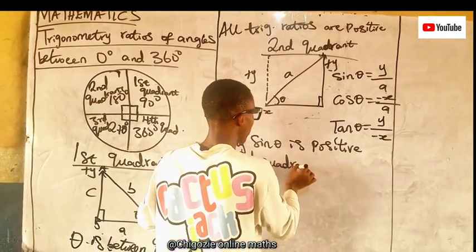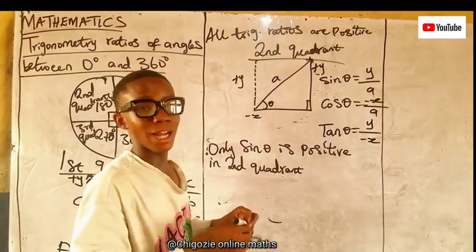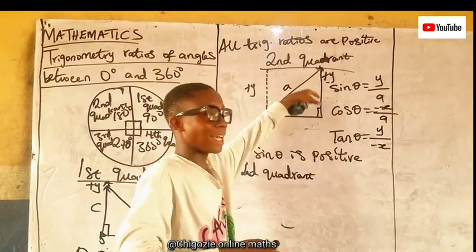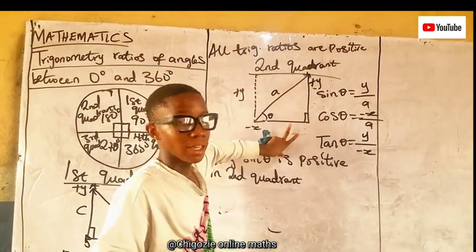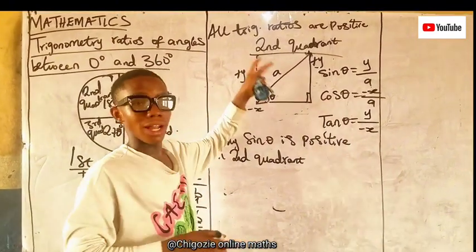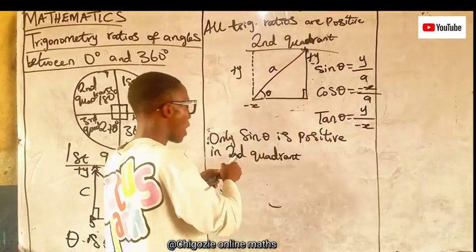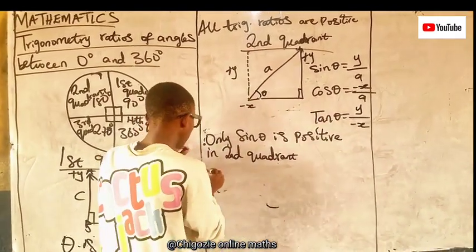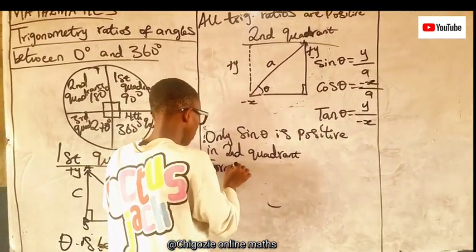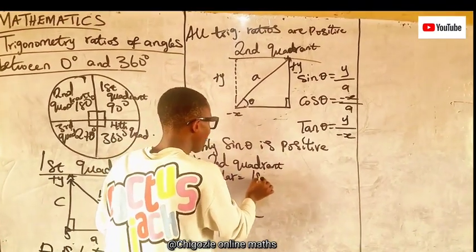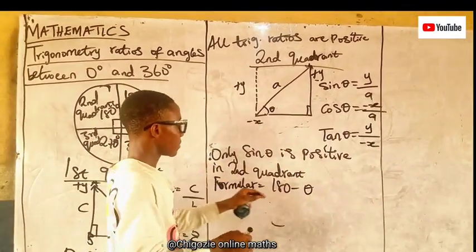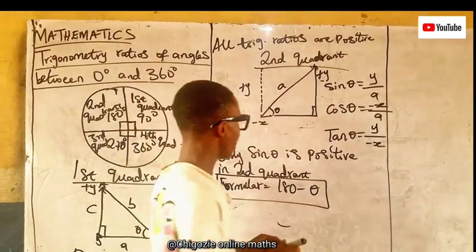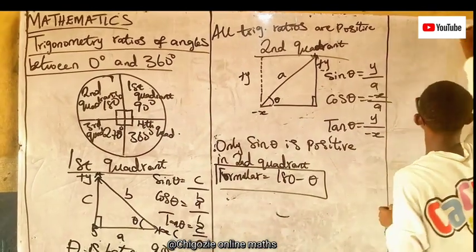Angles in the second quadrant are greater than 90 degrees but less than 180 degrees. Therefore, our formula for the second quadrant is 180 minus theta. This is the formula for the second quadrant, 180 minus theta. Now we enter into the third quadrant.